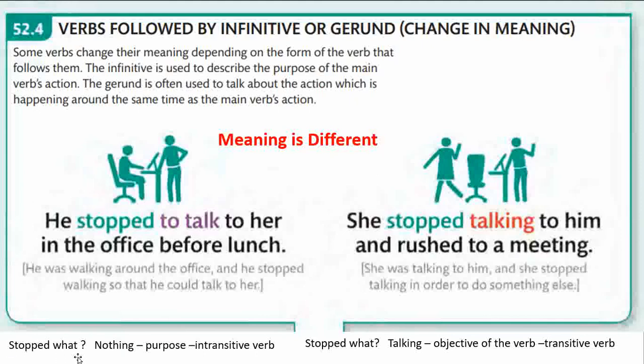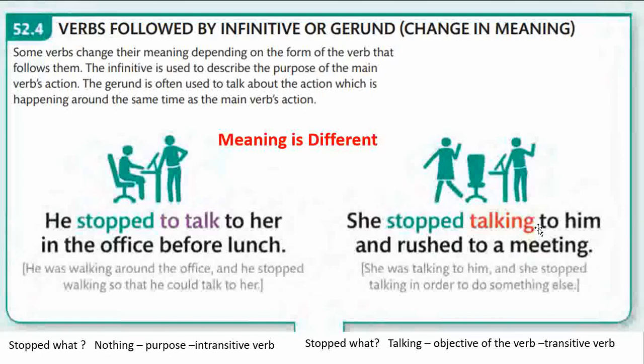Stopped what, if you were to ask a question? Nothing. You don't get any answer from any of the words used in the sentence. So you get to know the purpose. The purpose is "stops to talk." And over here, if you know about transitive and intransitive verbs, when you ask a question with the verb, "what," you don't get an answer. It's an intransitive verb. Now let us analyze the second sentence.